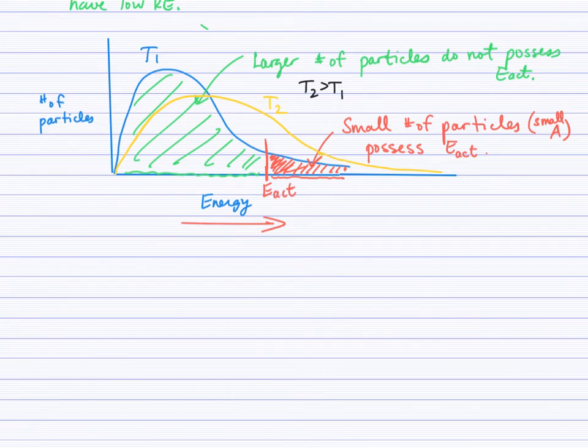Okay, so how did increasing the temperature affect the number of particles able to collide successfully? I'm just going to extend this red line up here. Look at the area under the blue curve. We already said that there was quite a small number of particles. Right? Now let's look at the area under the yellow curve that possess the activation energy. All of this area here, isn't that a larger area?